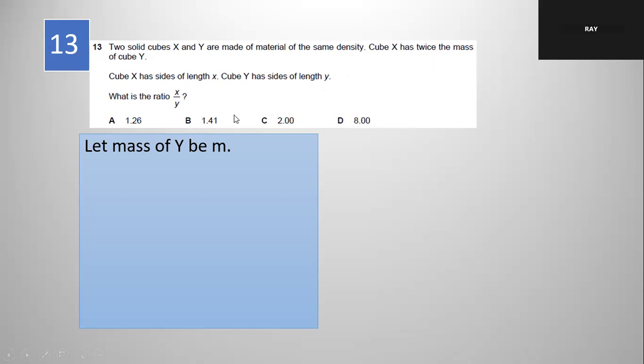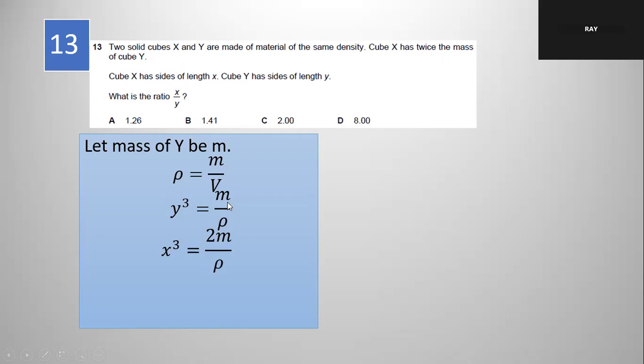You're working with mass, so let the mass of Y be M. Density is mass over volume. So the density of Y, it is a cube, so the volume is Y cube. They are made of the same density material, so I just cross multiply. Mass is for Y, then for X, X over X cube. You are told that X has twice the mass of Y.